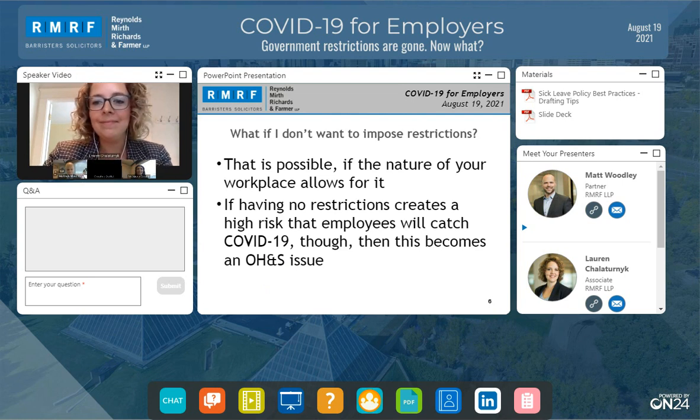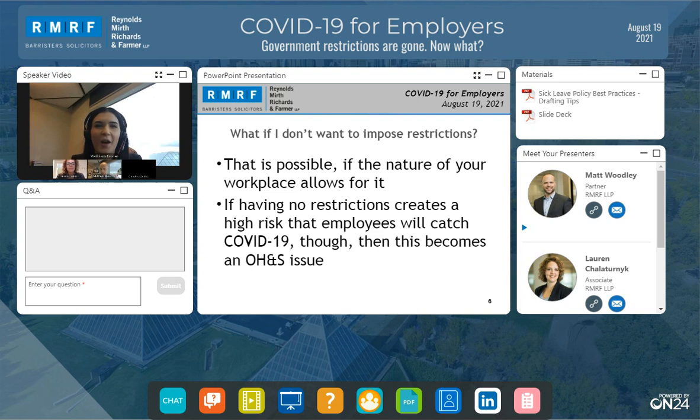Thanks, Lauren. As Lauren said, I am going to be addressing what happens if you don't want to impose workplace restrictions, or you might not feel like they're necessary for your workplace. And it is certainly possible to choose not to impose restrictions in your workplace. However, if you do choose to do that, you run the risk that that decision will be seen as an occupational health and safety violation.